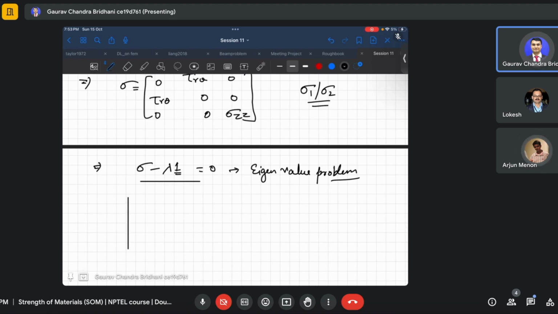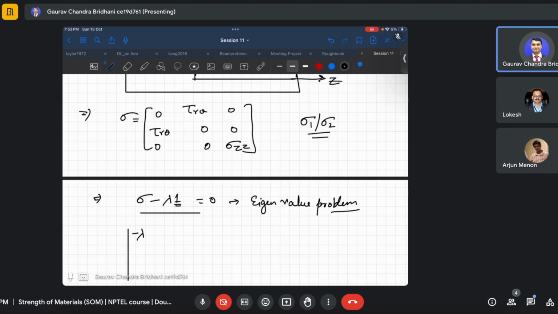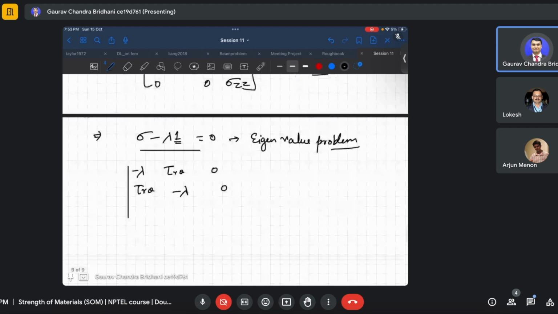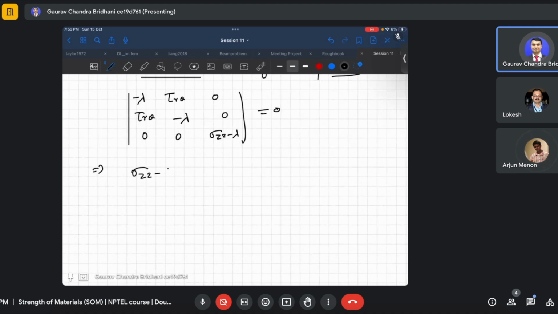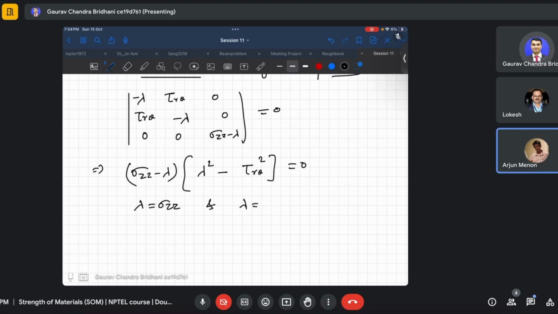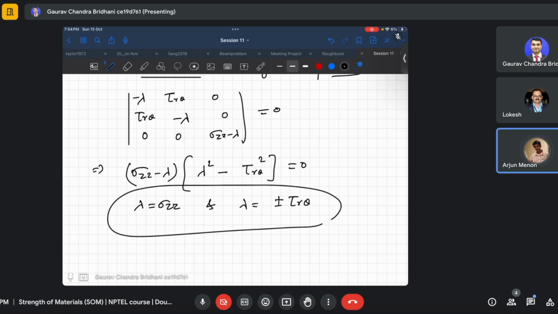So we can find the determinant of the matrix: minus lambda, tau r theta, 0; tau r theta, minus lambda, 0; 0, 0, sigma zz minus lambda. The determinant of this should be 0. So we will find an equation with lambda cube terms. We can open this, it is not that difficult here. It will become sigma zz minus lambda times lambda square minus tau r theta whole square. So I think that formula can be applied also here. One lambda will be sigma zz, another lambda will be plus minus tau r theta. So is it not matching with yours, or something is happening?